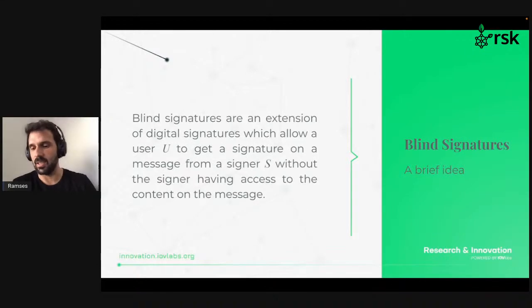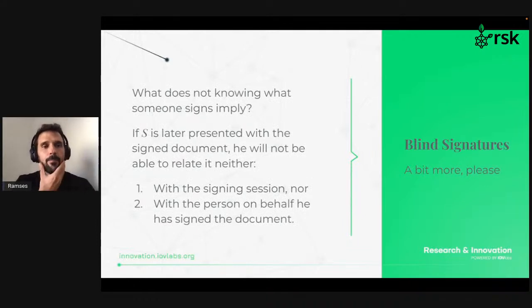And what does exactly that mean? I mean, what does being blind mean in our context? Essentially, what it means is that if S is later presented with a message that he has signed, he will not be able to relate it with the signing session. He will not, or she will not, know when the message was signed, and he won't be able to relate the message with the person on whose behalf he signed the message. So he will not be able to identify anything about the message, but the user will have a valid signature on the message.